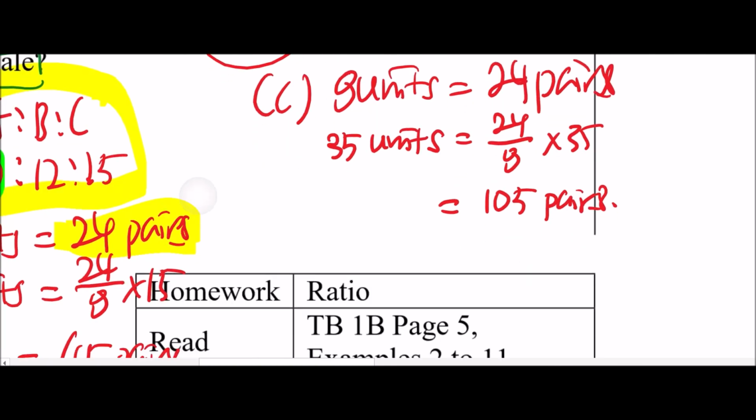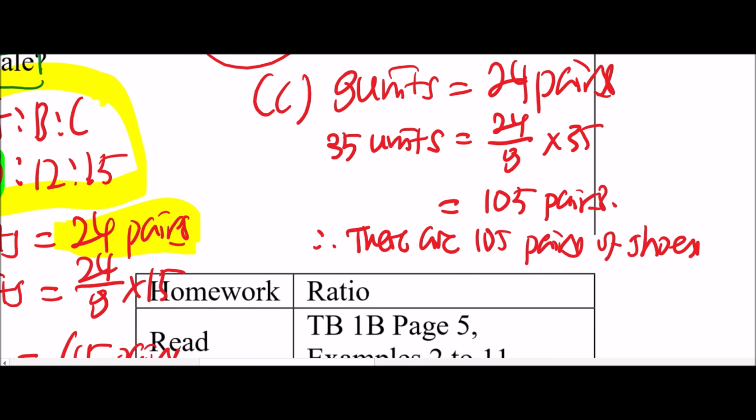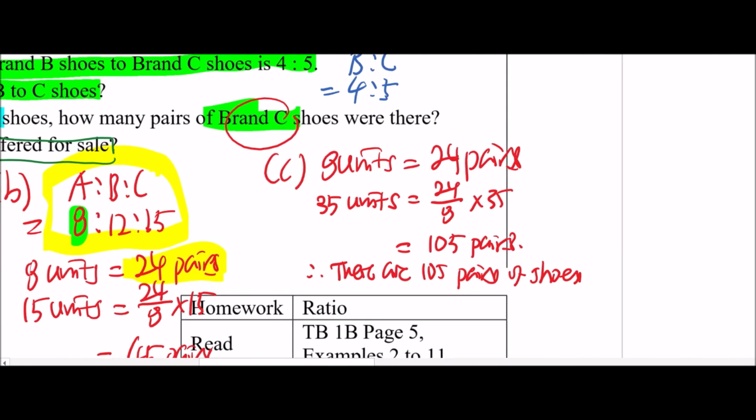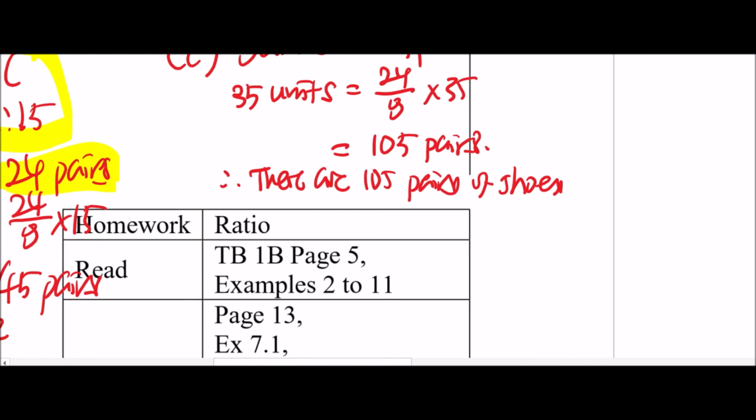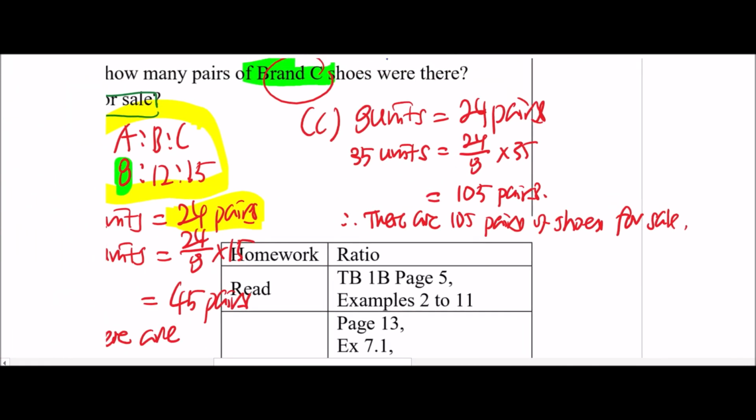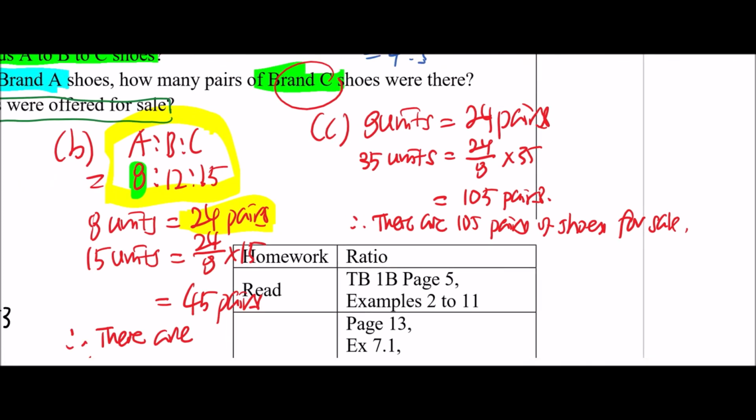Right? And our concluding statement is there are 105 pairs of shoes for sale. In case you're wondering where the 35 comes from, 35 comes from adding all this up, 8 plus 12 plus 15. So there are a total of 105 pairs.